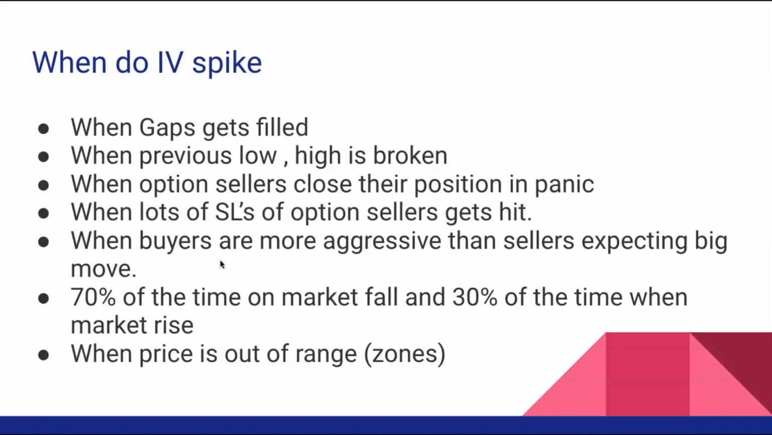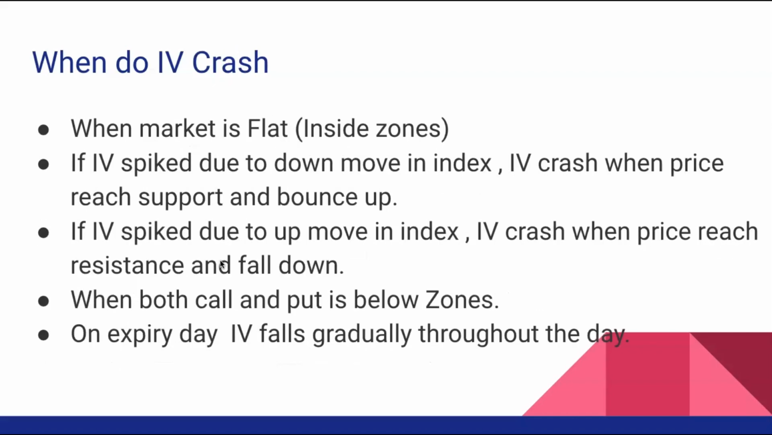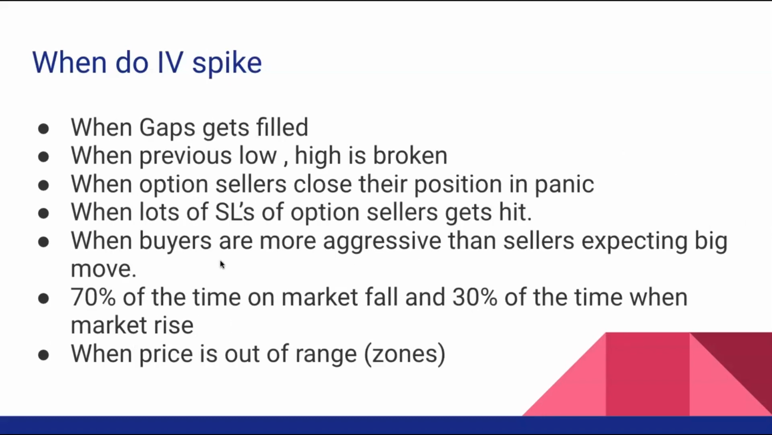Basically, when the IV is spiking, the option sellers will be losing money, and long straddle, that is option buyers, will be making money, and vice versa for IV crash. When the IV is crashing, option sellers will be making money and option buyers will be losing money. Now let us look at when the IV gets spiked.